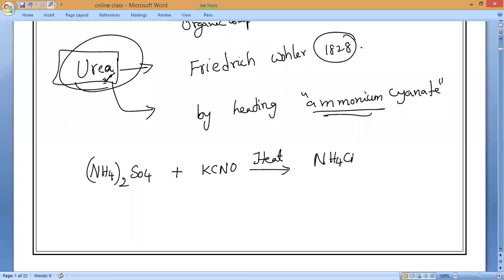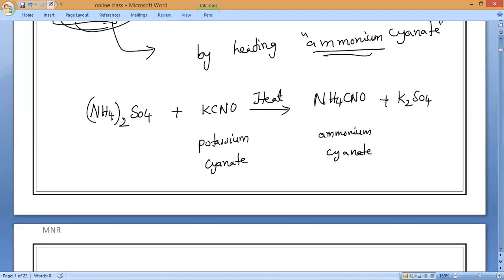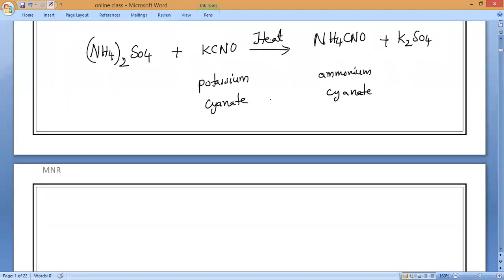NH4CNO, plus we will also get potassium sulfate. So this is what will happen. If you don't know the chemical names, please learn, everybody. So this is what we call potassium cyanide, and this is called what, guys? Ammonium cyanide. It looks like a double displacement reaction. Have you noticed it?